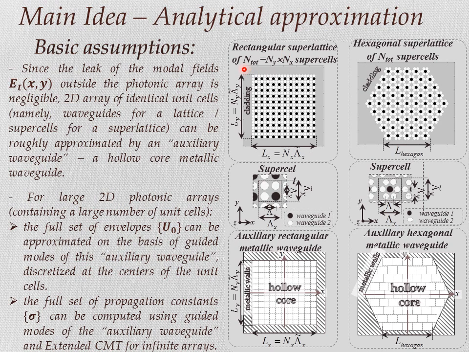Here you see the example of a rectangular superlattice, its supercell, and an auxiliary rectangular metallic waveguide, which can be used in the approximation. Here you see a hexagonal superlattice, its supercell, and an auxiliary hexagonal metallic waveguide, which will be used for the approximation as well.